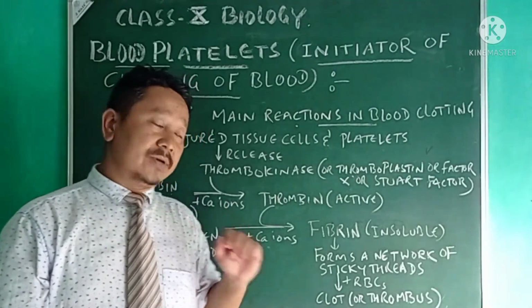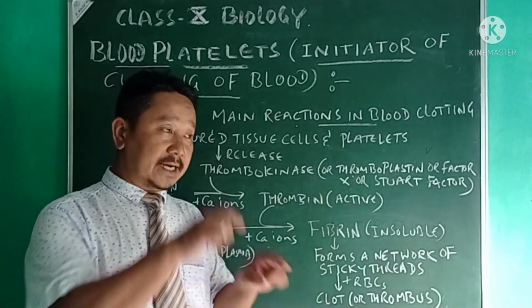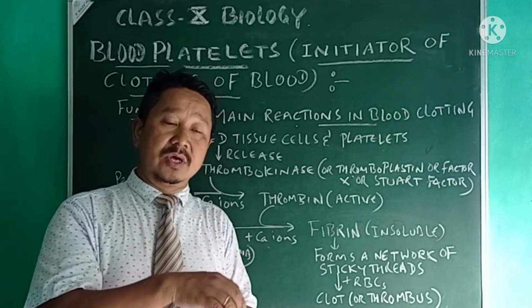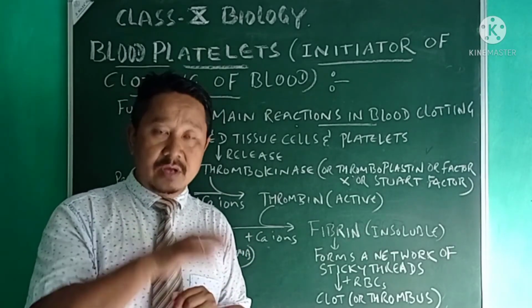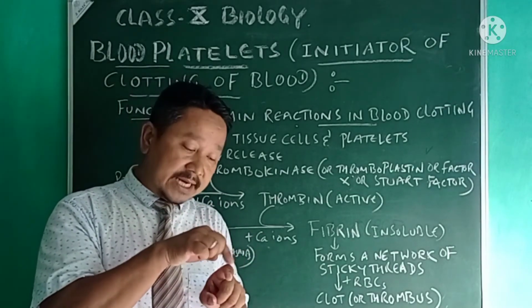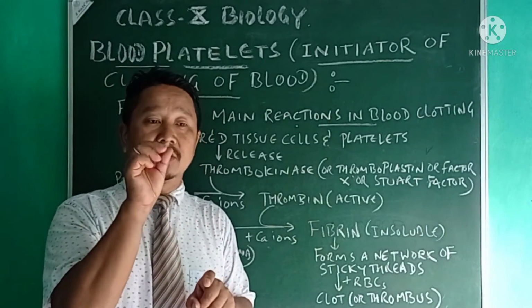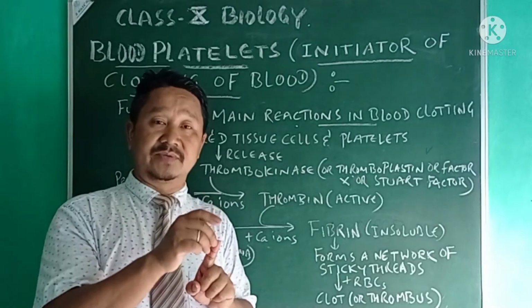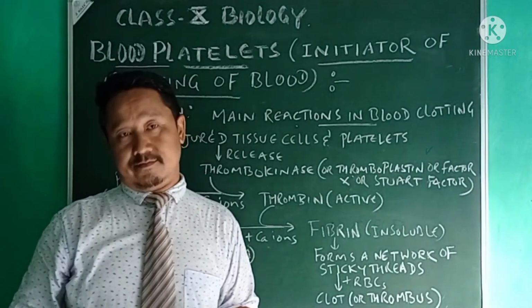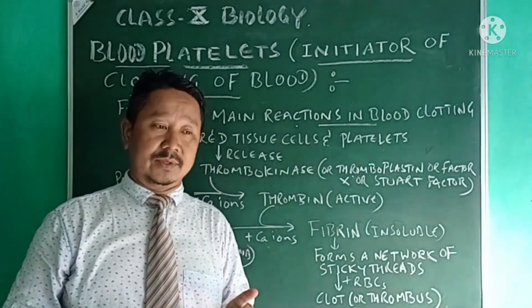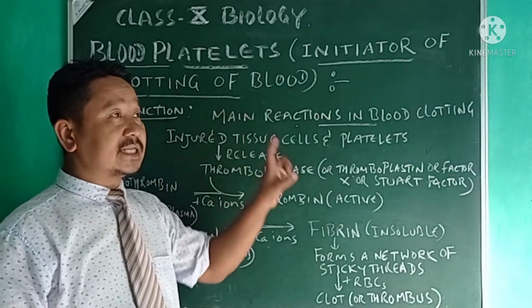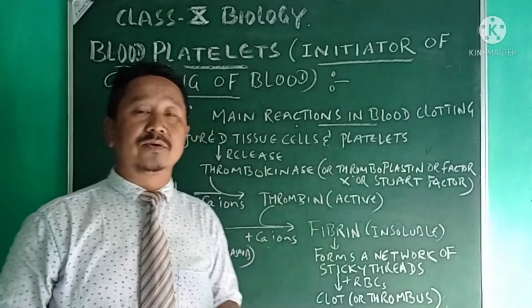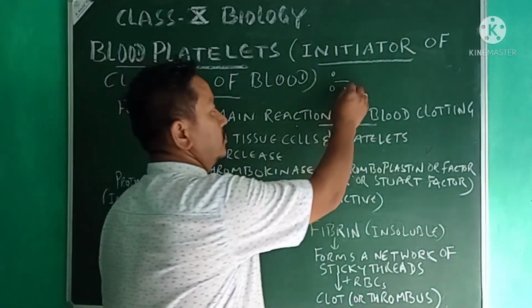Now when the clot is formed, at that point it will block the flow of blood. Beside that clot, a pale fluid substance is seen, which is called serum. So last time we discussed: plasma minus fibrinogen is called serum.